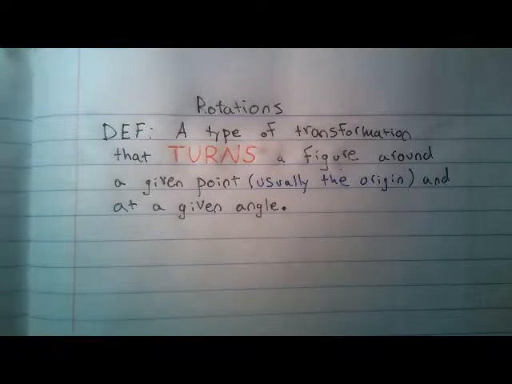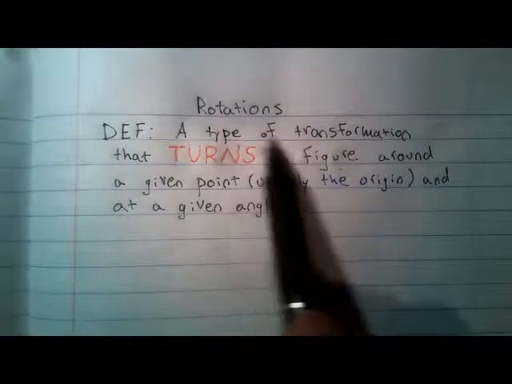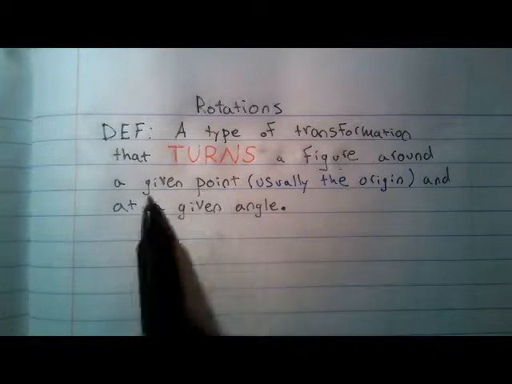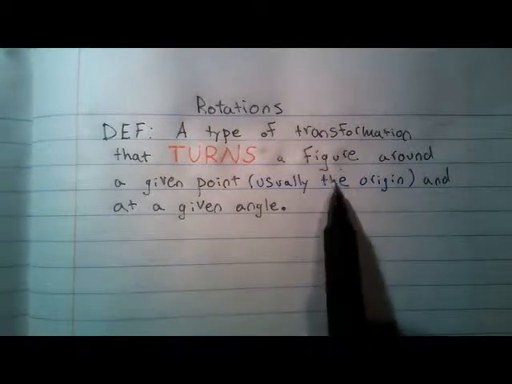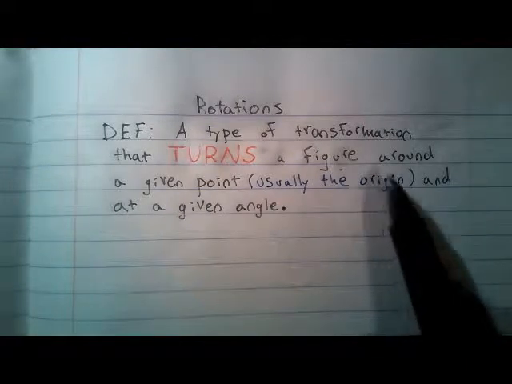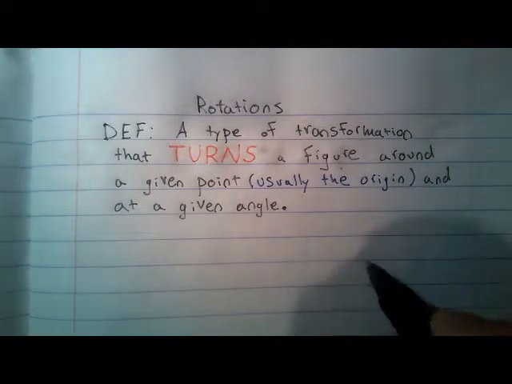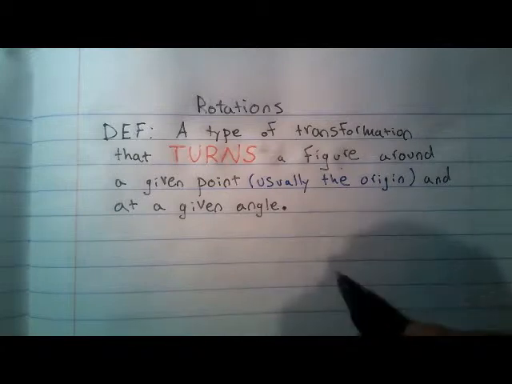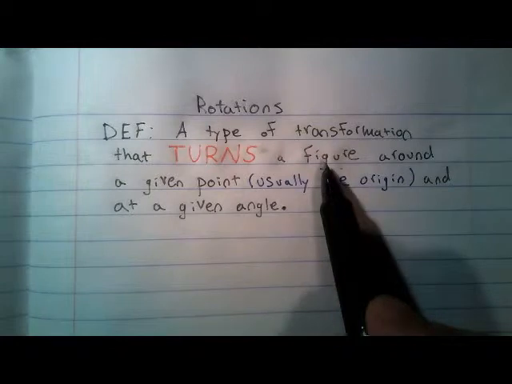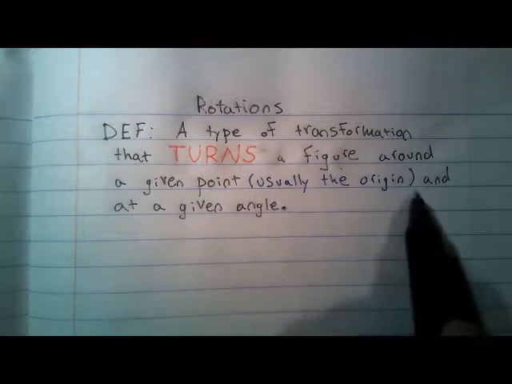We've talked about reflections, we've talked about translations. Next thing we're going to talk about is rotations. So a rotation is a type of transformation that turns a figure around a given point, which is usually the origin. So the origin, if you remember from your vocab, is the point 0, 0. So it's right where the two axes, x and y, intersect. It's usually around that point. So it turns a figure around a given point and at a given angle.